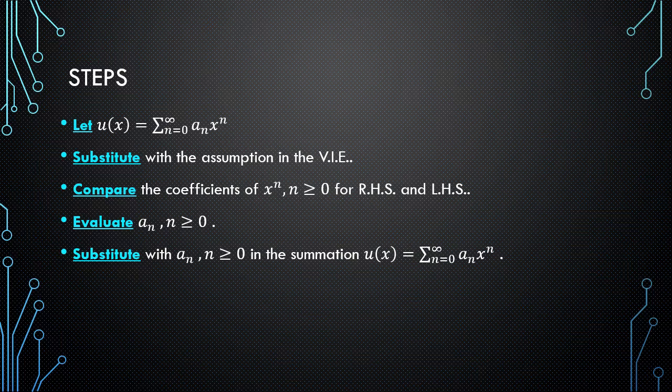Okay, so we first substitute with the assumption in the Volterra integral equation. After that, we compare the right hand side and the left hand side according to the coefficients x raised to n, where n is greater than or equal to 0. After that, we will be able to evaluate a n where n is greater than or equal to 0. You have now the values of a n.